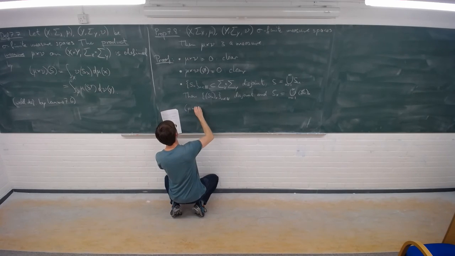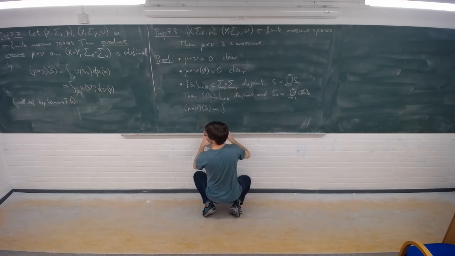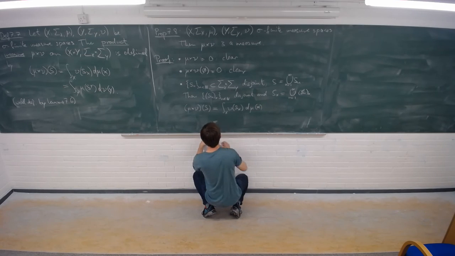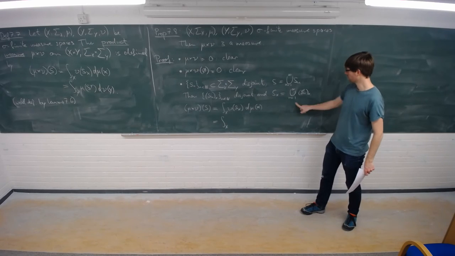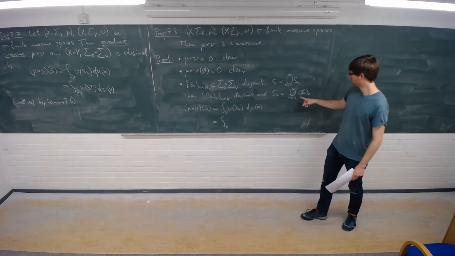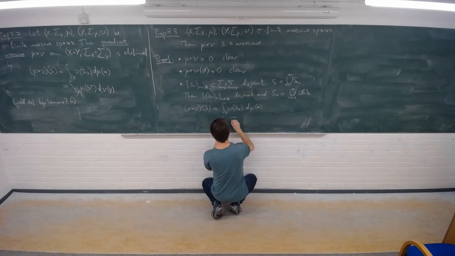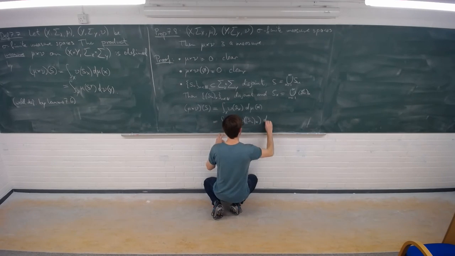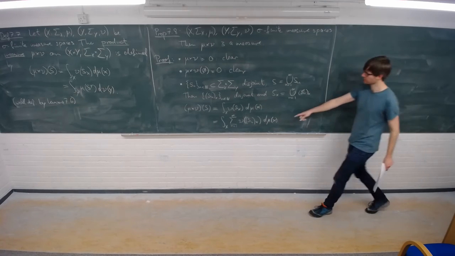So by definition, μ × ν of S, the union, is the integral over X of ν(S_x) dμ(x), which is equal to, we know that ν is a measure, and we have this disjoint union that gives S_x. So ν(S_x) can be replaced by the infinite sum of ν((S_n)_x). Okay, so this step follows just because ν is a measure.